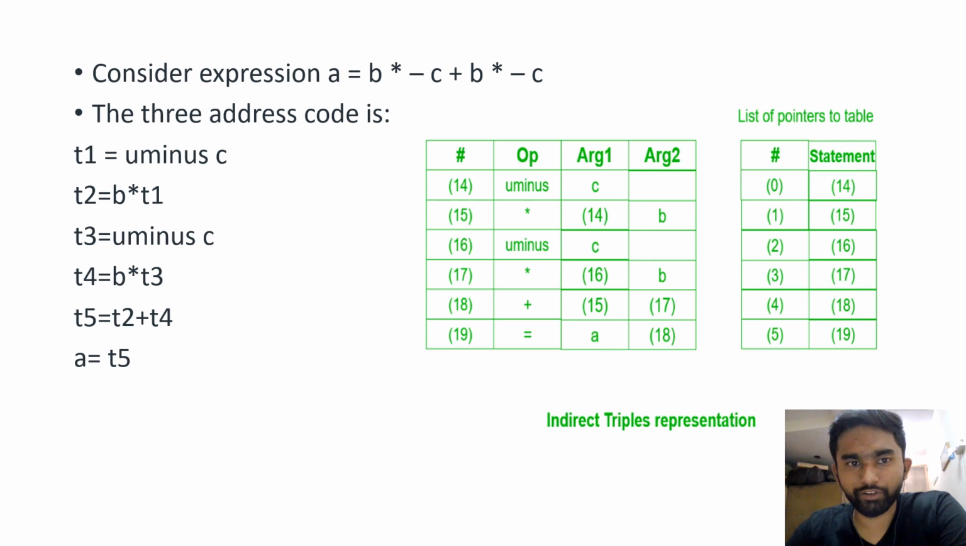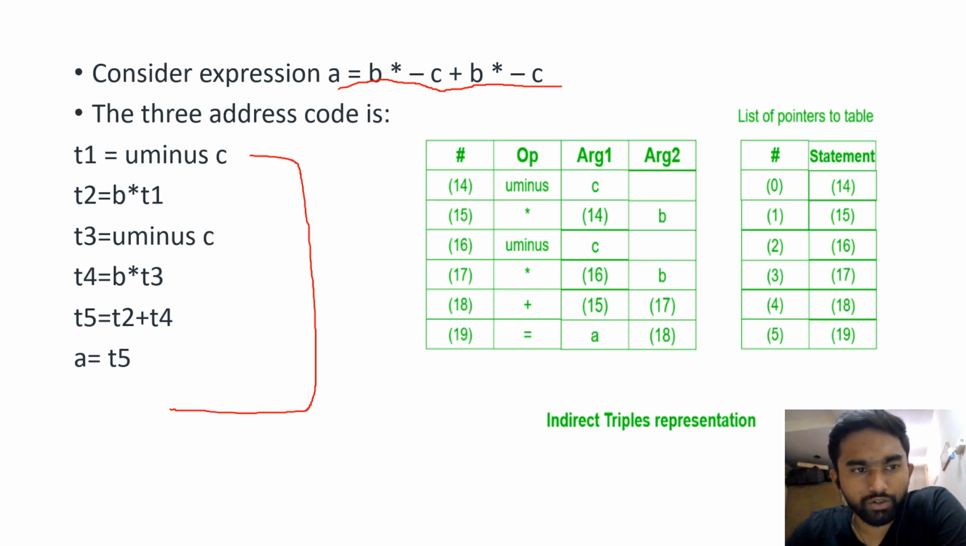We have an expression given over here, a equal to b into minus c plus b into minus c. For the given expression, we have a three address code over here. t1 equal to minus c, put the value of b into t1 in t2 variable, put the value of minus c in t3 variable, and put the value of b into t3 in t4 variable, put the value of t2 plus t4 in t5 variable, and put the value of t5 in a variable.